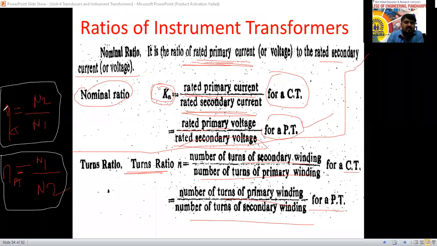See, this is N for the CT. This is N for the PT. For the CT, the turns ratio is secondary winding turns to the primary winding turns. For the PT, it is primary winding turns to the secondary winding turns. N2 is the number of turns in the secondary winding. N1 is the number of turns in the primary winding.